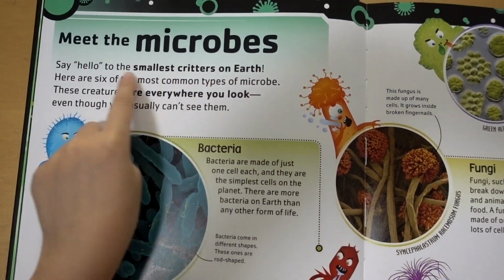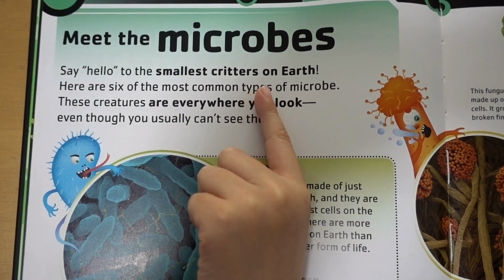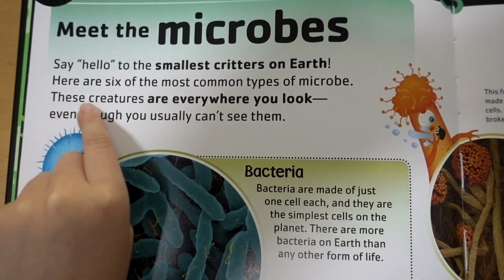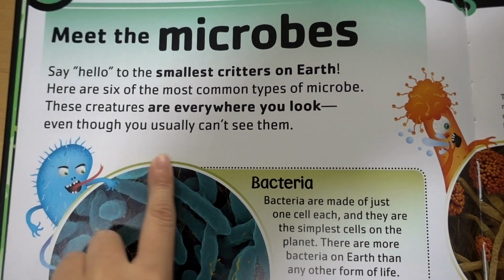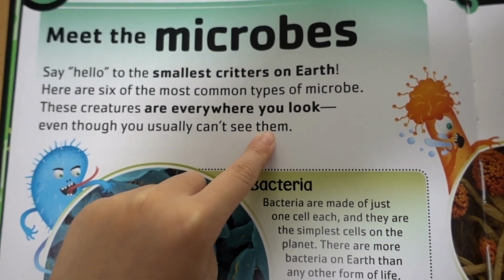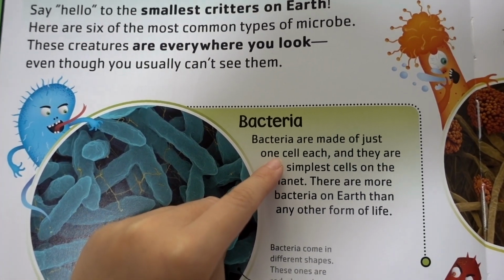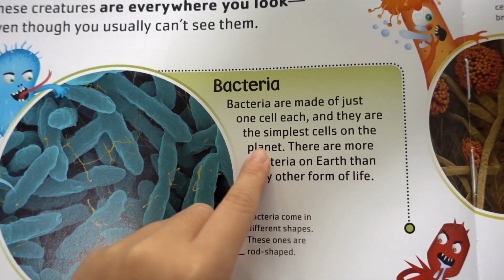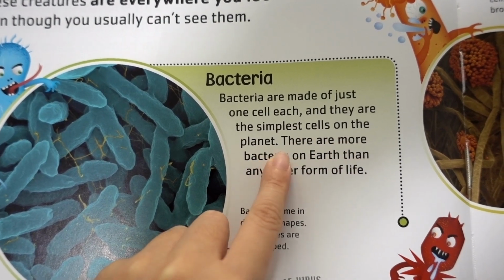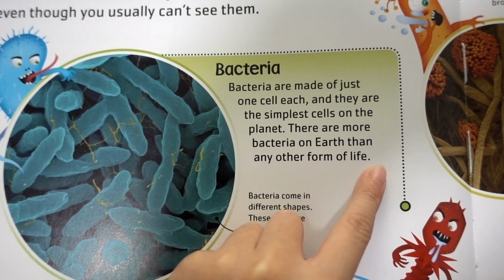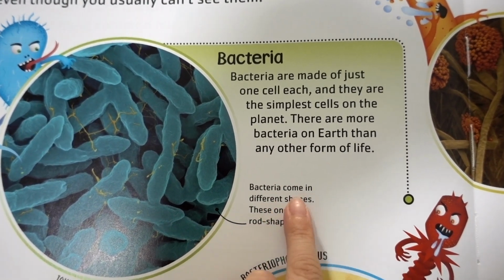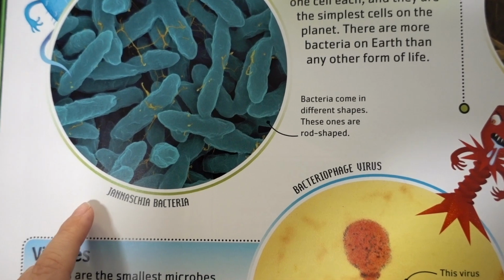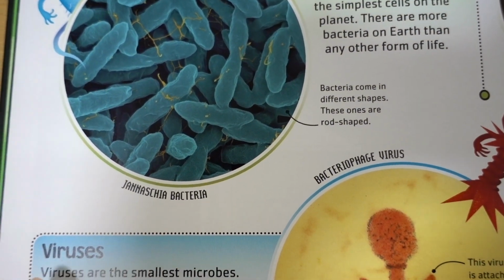Meet the microbes. Say hello to the smallest critters on Earth. Here are 6 of the most common types of microbe. These creatures are everywhere you look, even though you usually can't see them. Bacteria. Bacteria are made of just one cell each, and they are the simplest cells on the planet. There are more bacteria on Earth than any other form of life. Bacteria come in different shapes. These ones are worm-shaped.